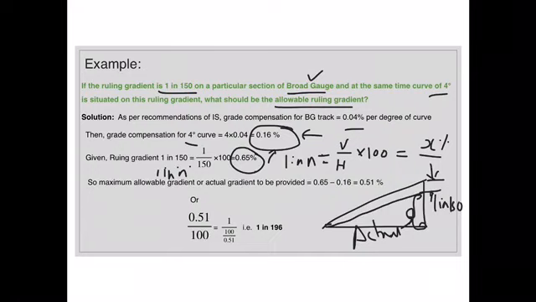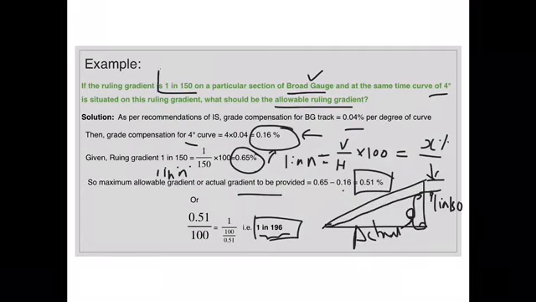So the actual gradient to be provided equals the total gradient 0.65 minus the grade compensation 0.16. So actually we have to provide a gradient of 0.49%. This is expressed as a percentage, so convert it to 1 in n: 1 divided by 0.49 into 100 gives 1 in 204, roughly 1 in 196 as worked in the video, which is the actual gradient provided at that point where the combination of grade and curve exists.